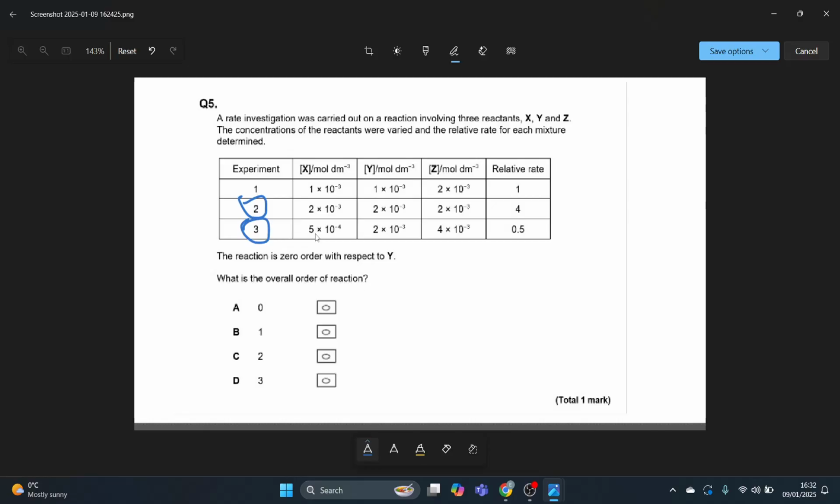So we can see clearly, by doing 5 times 10 to the power minus 4 divided by 2 times 10 to the power minus 3, X increases times by 1 over 4. Y is 0 order, that's the same. And for Z, 4 times 10 to the power minus 3 divided by 2 times 10 to the power minus 3, and that is times by 2.